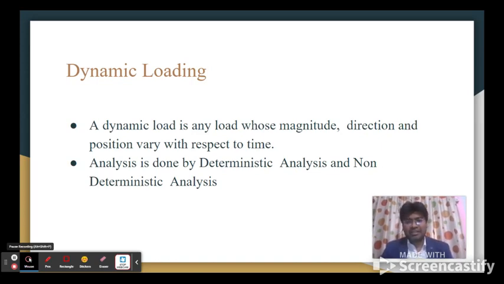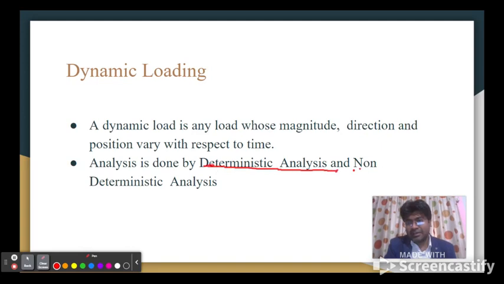Now, the analysis of dynamic load can be done by two methods. First one is deterministic analysis, and the second one is non-deterministic analysis, as written here. You can see here, deterministic analysis and non-deterministic analysis. These are the two methods available to analyze the dynamic load.